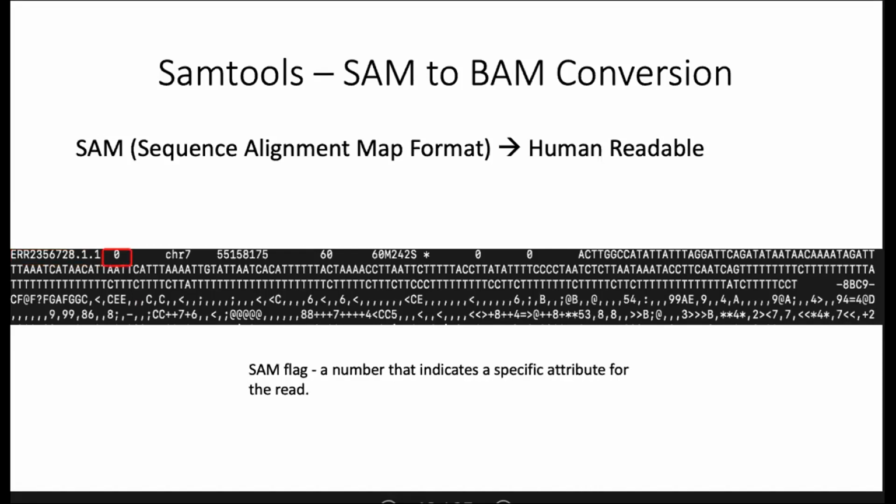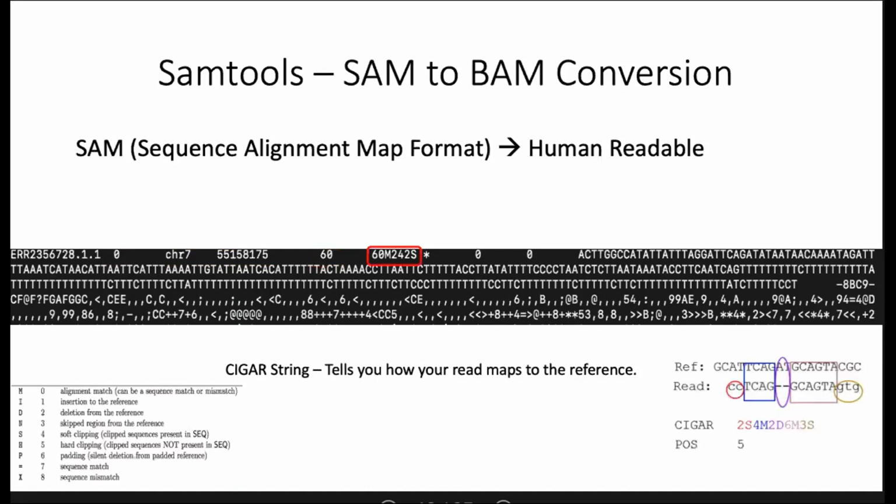Then we have what's known as the SAM flag. This number indicates different attributes of the read. There are tables available online that explain what each number means. In our case, we have the number 0, which means that the read was mapped to the forward strand of the reference genome. Then we have the chromosome and the chromosomal position to which the read was aligned. Next, we have the mapping quality of the read, followed by what's known as the CIGAR string. The CIGAR string tells you how your sequence aligned to the reference.